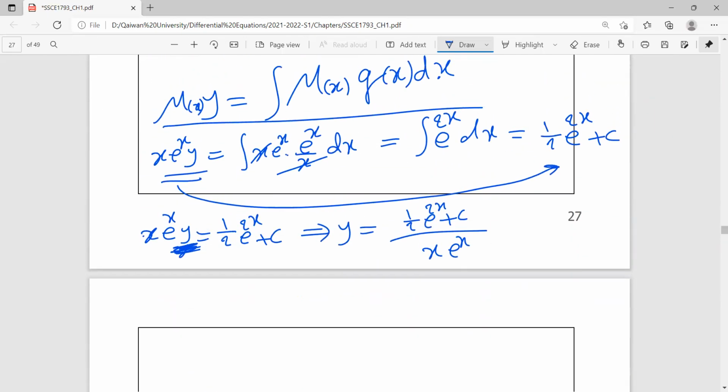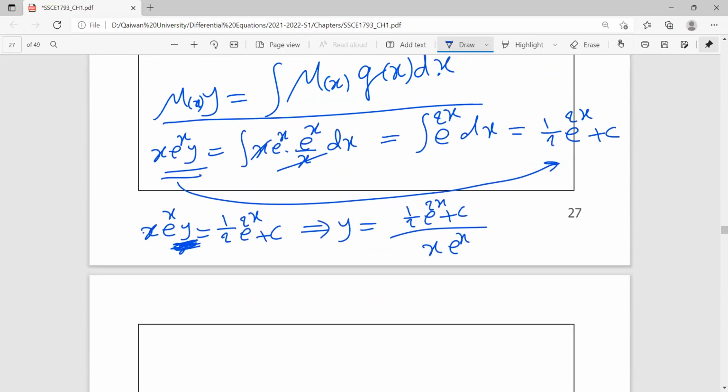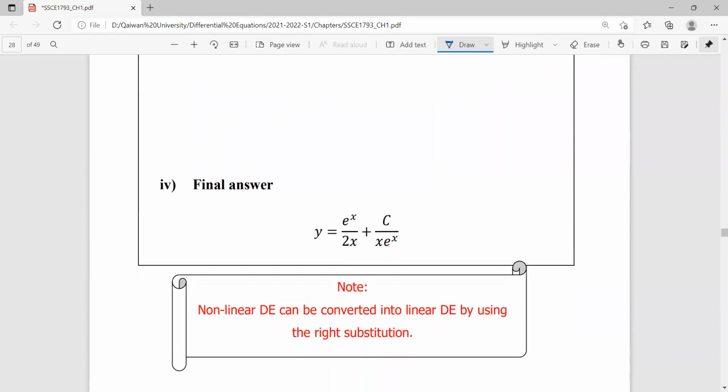Here, it's separated into denominators. It is a half over x e^x, you have e to 2x plus c over x e^x. Here, this e to 2x with this one, I cancel, and you get e^x over 2x plus c over x e^x. This is the final answer.